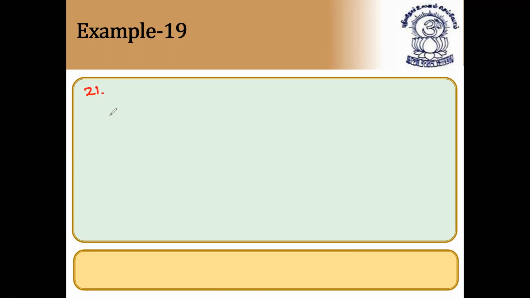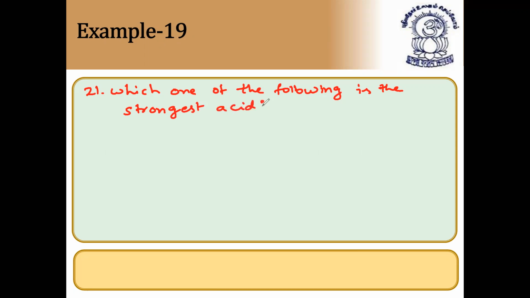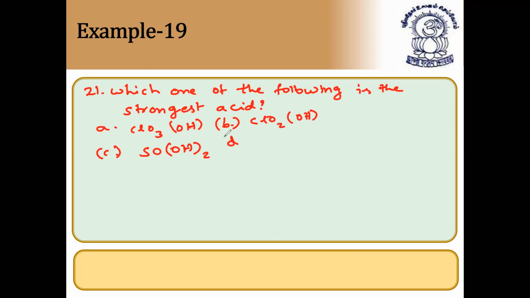So please note down. Which one of the following is the strongest acid? Option A, ClO3OH. Option B, ClO2OH. Option C, SO(OH)2. And option D, SO2(OH)2. So which of these is the strongest acid?